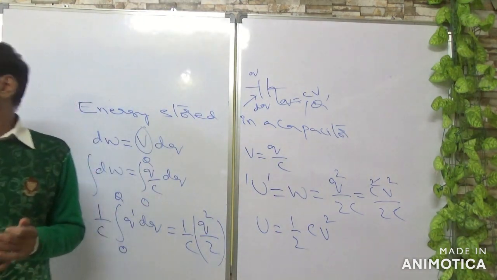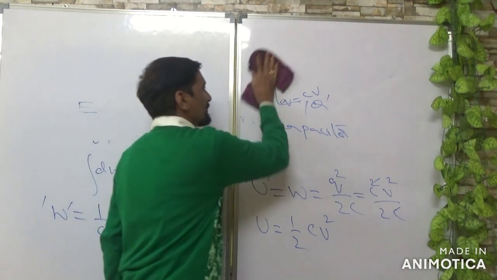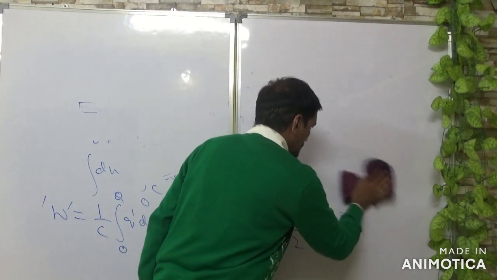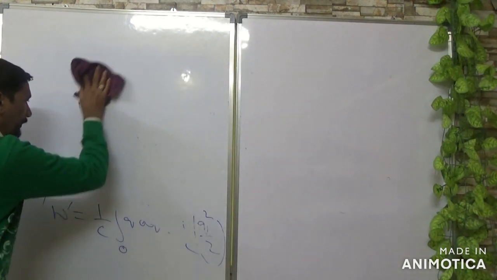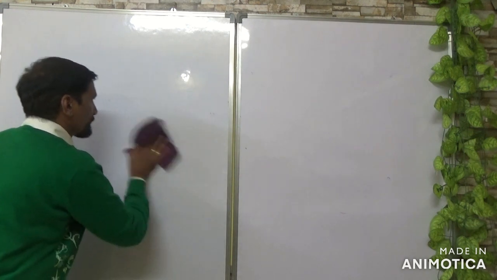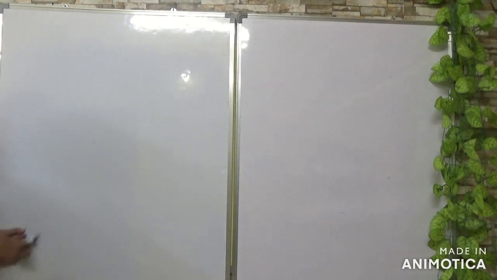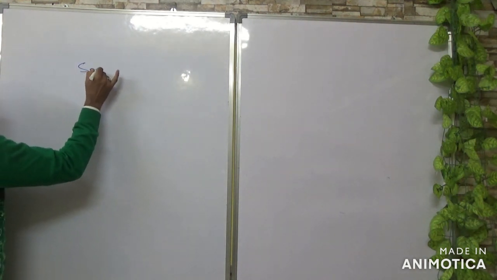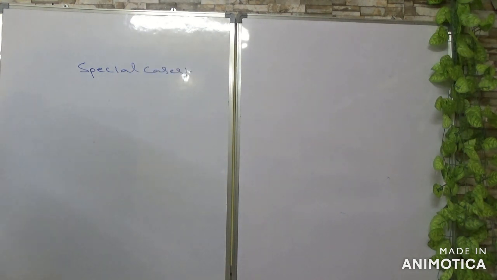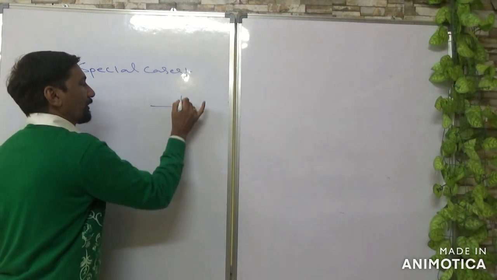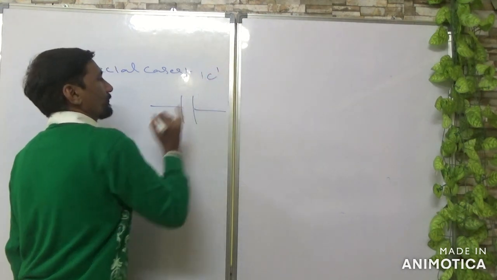Now we are going to know the special cases under this. There are two special cases. From an IIT point of view also, this derivation is very important. So now we are going to know the two special cases about energy stored in a capacitor. First special case. Let us suppose we have taken one capacitor of capacitance C.